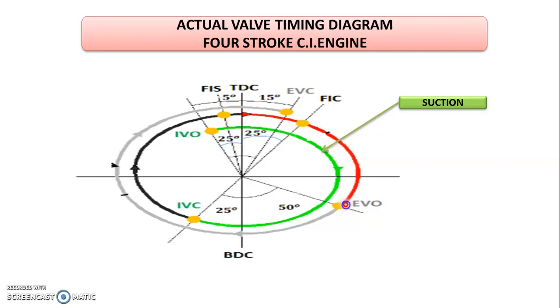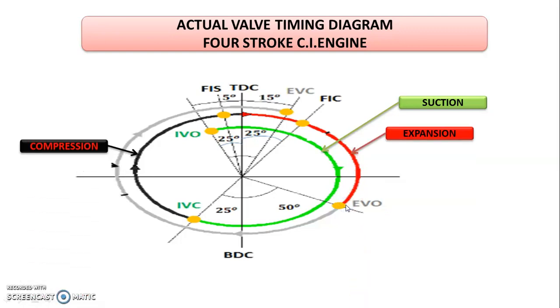But during this expansion stroke or power stroke, before the piston reaches BDC, the exhaust valve starts to open. So the exhaust valve will open 50 degrees before the piston reaches BDC, and exhaust gases start to be expelled from the cylinder. This exhaust process continues until 15 degrees after TDC. So this is the representation of the actual valve timing diagram for a 4-stroke CI engine.